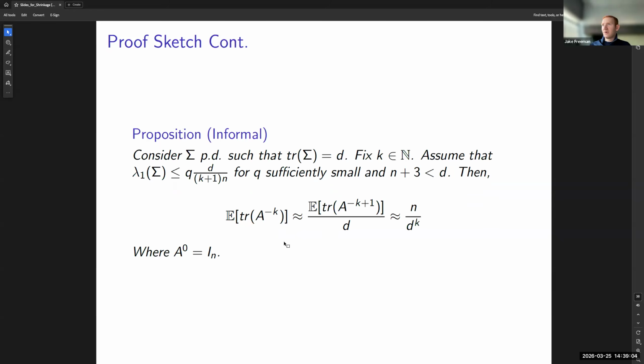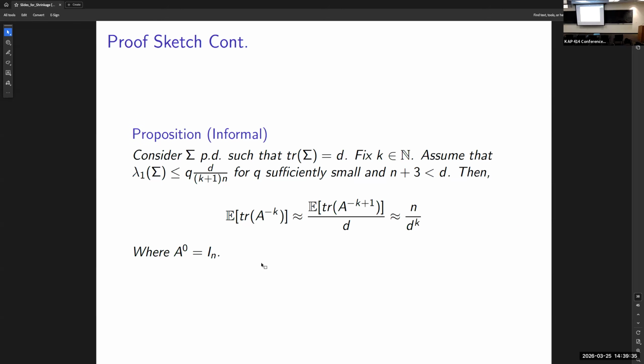To do that, we're going to look at this proposition that's informal here. We basically have this recursive relationship for higher moments. For this particular sketch we only need a few, but you can in principle go arbitrarily high. You just need slightly more regularity on the top eigenvalue. And that's where this condition that we had originally comes from.